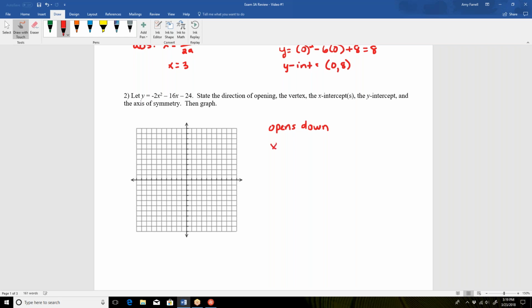To find the vertex, I'm going to do the same thing. I'm going to start and find the x-coordinate of the vertex by using the formula -b/2a. Looks like b is -16, so if I negate that, I'm going to get +16. And then 2 times a, 2 times -2 is -4. So we have to take 16 and divide by -4 to get -4 as the x-coordinate of our vertex. To find the y-coordinate of the vertex, we plug -4 into the equation.